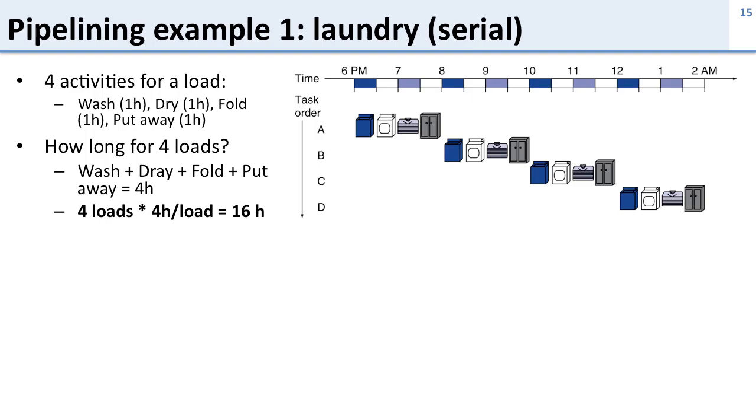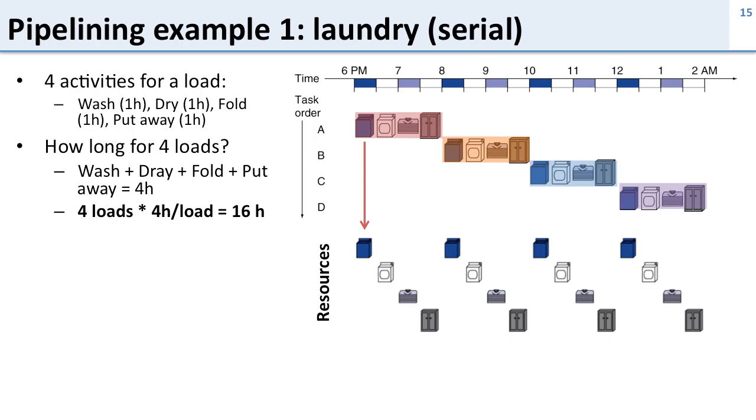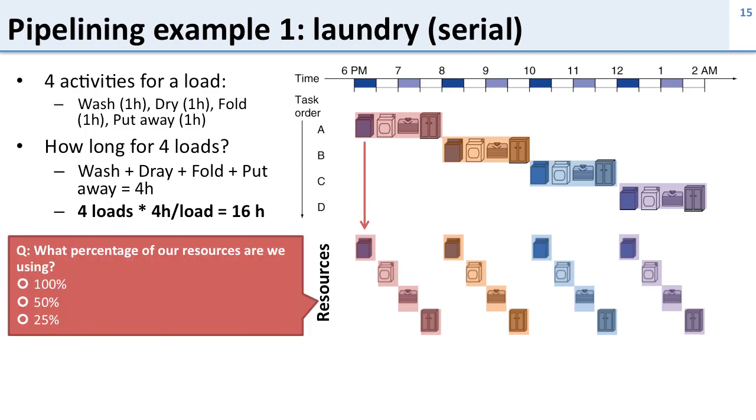And we can take a look at that, and here's the schedule. We do our first load of laundry, then our second, third, and fourth. Now to understand what's going on here, let's look at the resources we're using. So here are the resources we're using over time. For the first load of laundry, we use each of the washer, the dryer, folding, and the closet once, one after each other, and we do the same for the other ones.